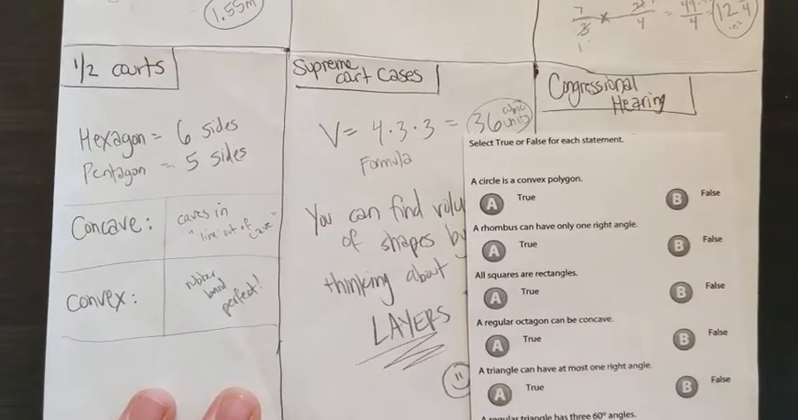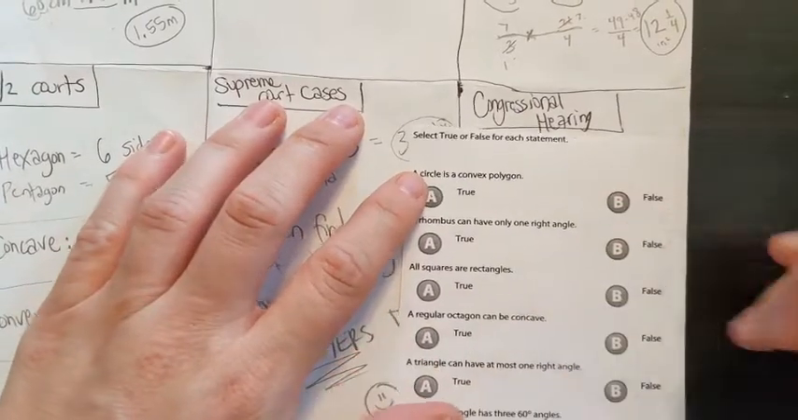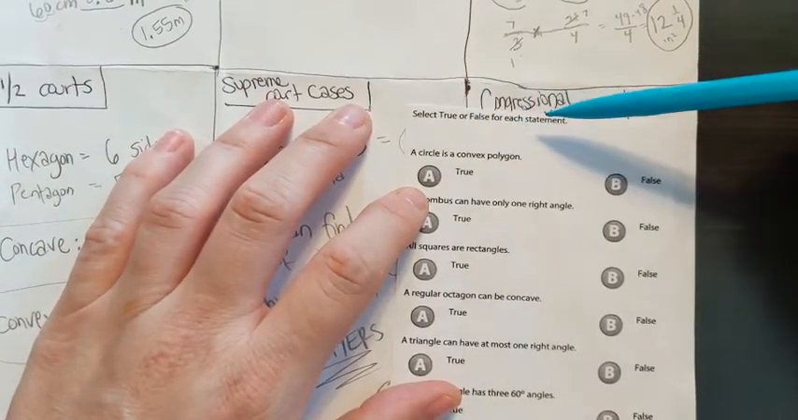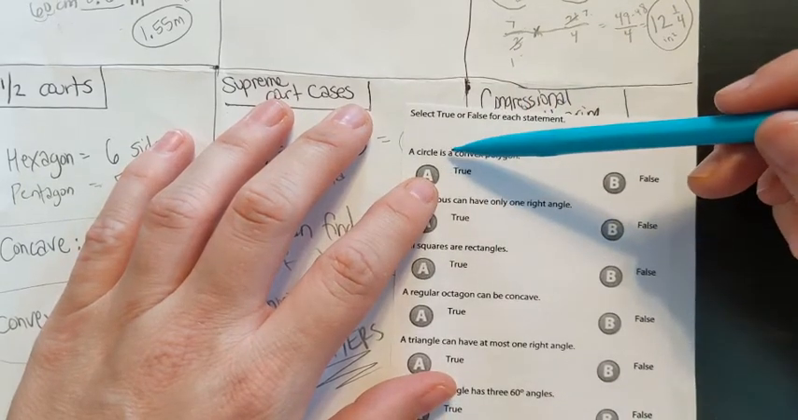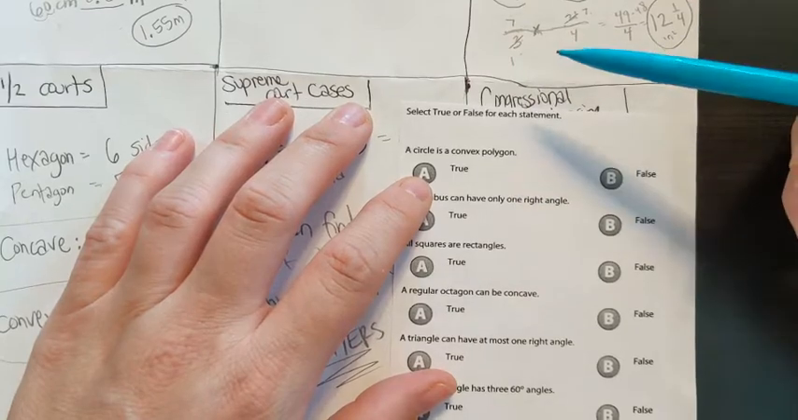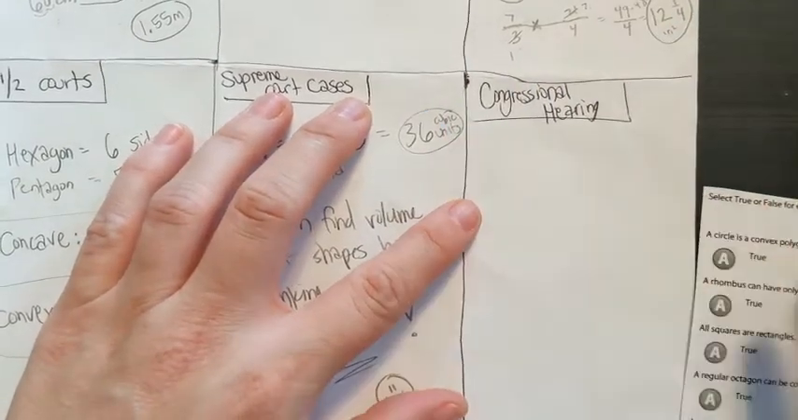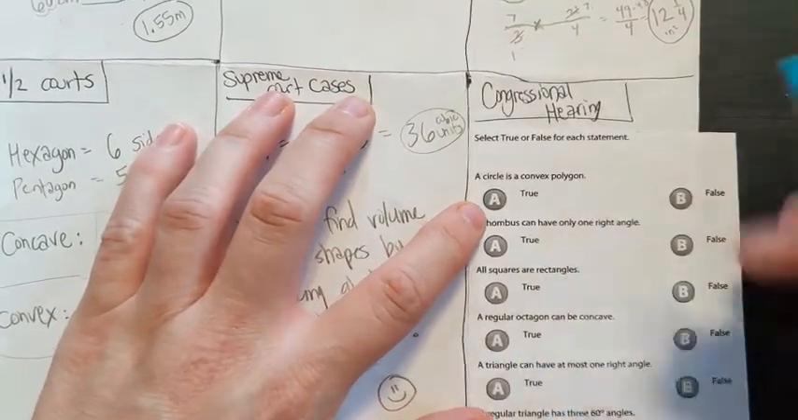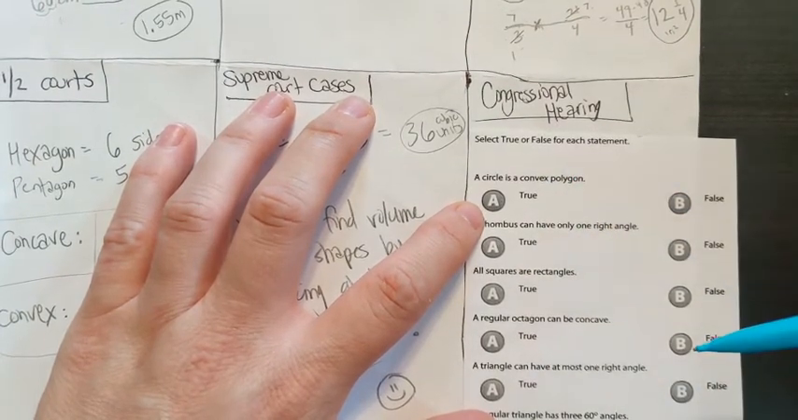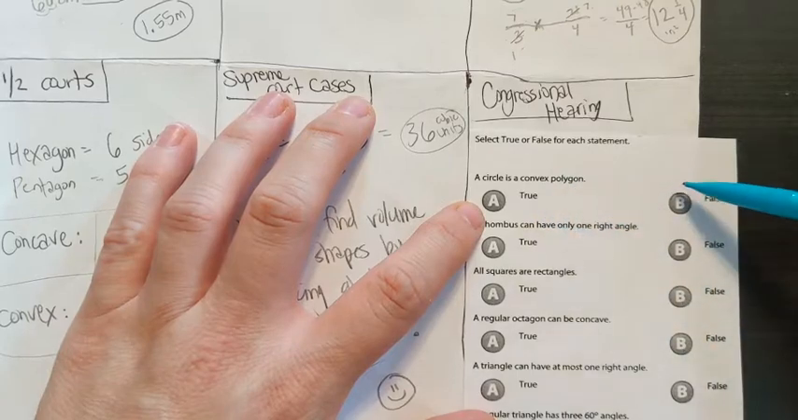Okay, here's the last one we're going to review, and I'm just going to show you the problem so that you understand what it's asking. It says, select true or false for each statement. So you're just going to go through. Is a circle a convex polygon? Think about what you know. Remember, a polygon has to have straight sides. Does a circle have straight sides? You'd have to answer that true or false.